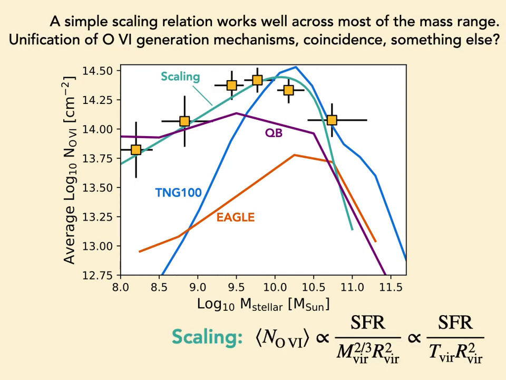The descriptiveness of the scaling relation also points to a potential unity or simplicity of the O6 generation mechanism, though this descriptiveness could also just be coincidental. The details of the full analysis of O6 in gaseous halos spanning 3 decades in stellar mass will be published soon as Tchernyshyov et al., so keep an eye out for that.